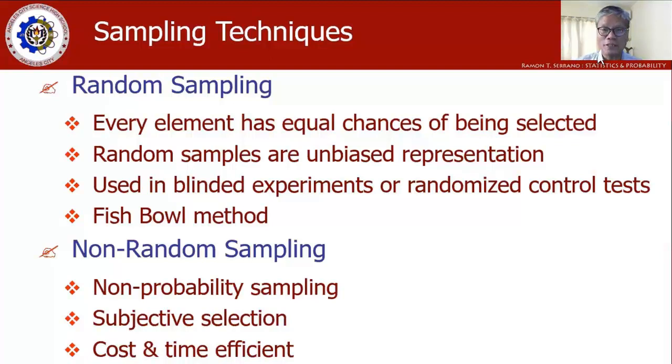It's non-probability sampling because you can be subjective. Okay, there is a bias on it. However, it is cost and time efficient. So let's take a look at the random sampling techniques. Okay, so let's take a look.